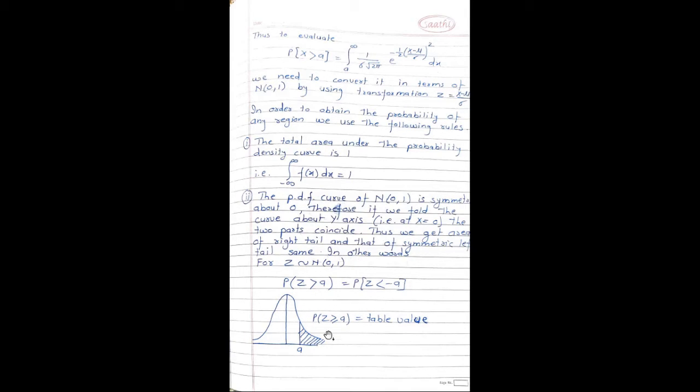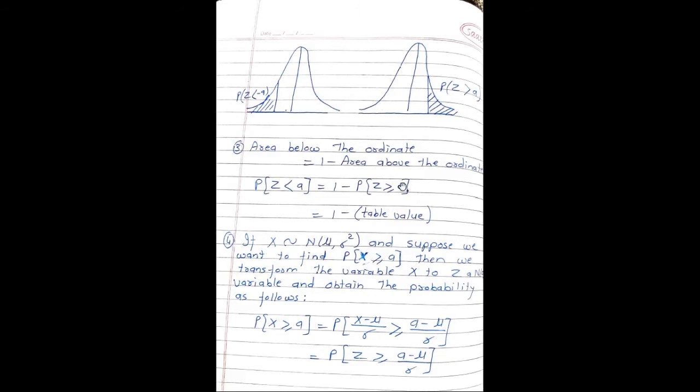The area which is shown in the figure is probability z greater than or equal to a, and this is the tail part of the curve which is directly given in the table. So probability z greater than or equal to a is equal to table value. Probability z less than minus a and probability z greater than a both are same. Then third rule, area below the ordinate is equal to 1 minus area above the ordinate. So probability z less than a is equal to 1 minus probability z greater than or equal to a, which is equal to 1 minus table value.